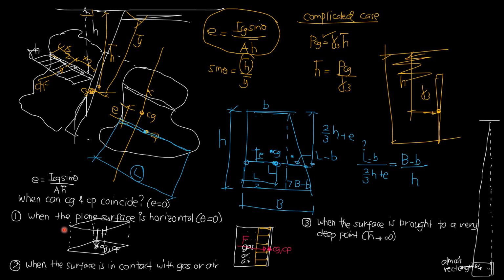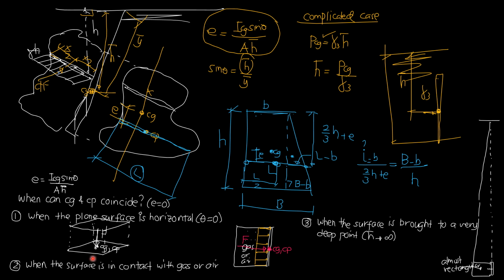Now, let's proceed to the question. This is the formula for E. When can the centroid of area and the center of pressure coincide? When you say centroid and center of pressure coincide, that means E is 0. So this value of E is 0. When can E be 0?